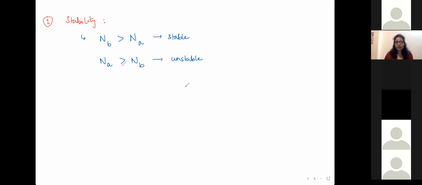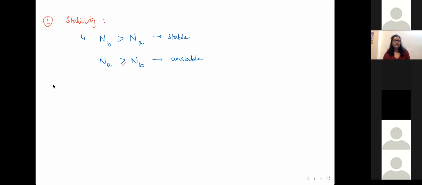But this is the general rule. Based on molecular orbital theory, if you have to assess the stability of any molecule, this is the first check you're going to do. How many electrons do we have in bonding and how many electrons do we have in anti-bonding? So if bonding has more, then it's going to be stable. Otherwise, it's going to be unstable.